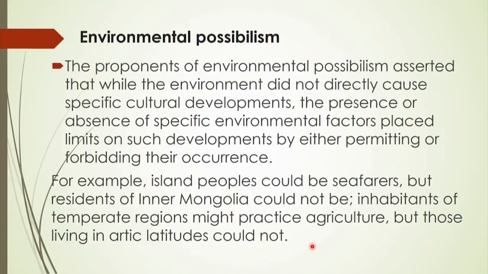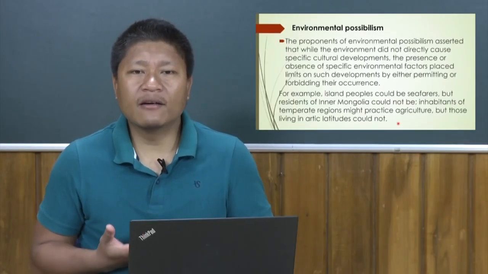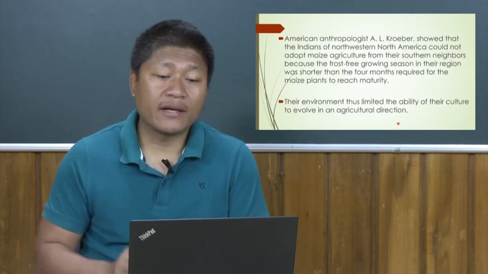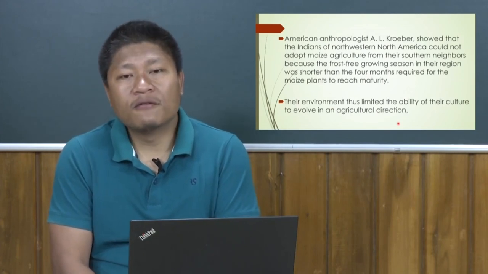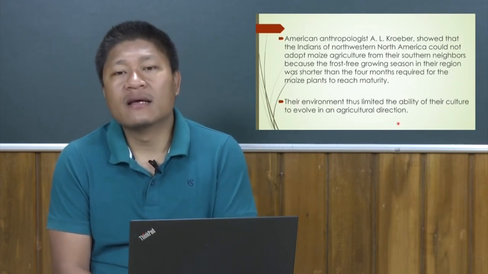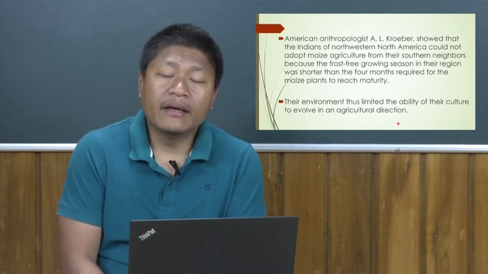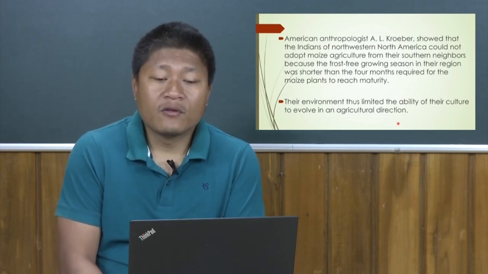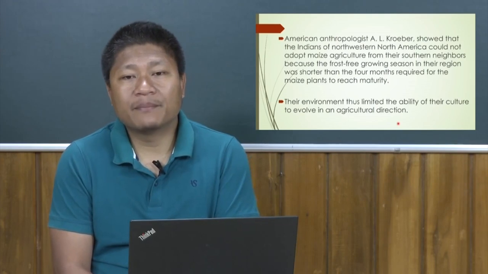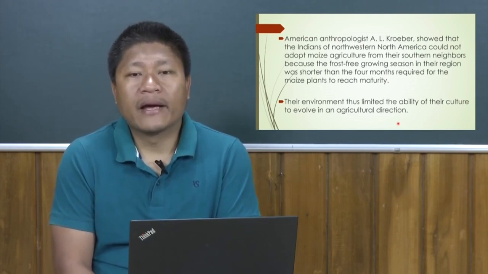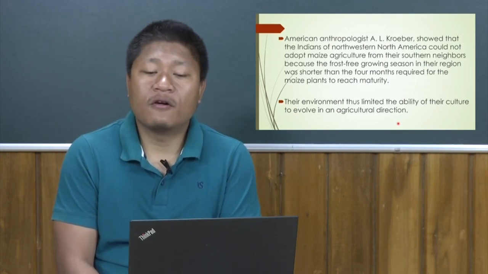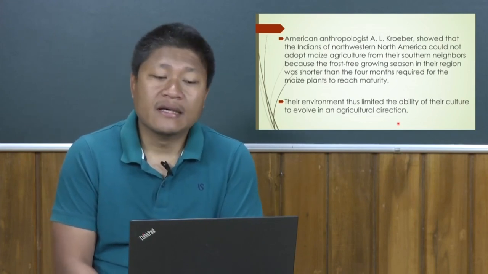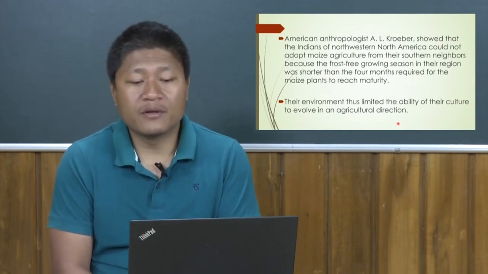Now, there is this idea of possibilism, which in a sense tends to look at this. From the works of the American anthropologist A.L. Kroeber, he showed that, for instance, the Indians of northwestern North America could not adopt the agricultural practice of growing maize from their southern neighbors because the frost-free growing season in their region was shorter than 4 months.